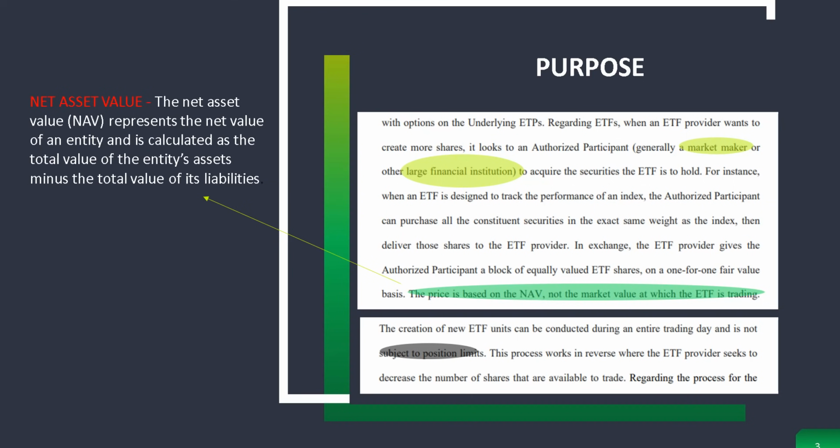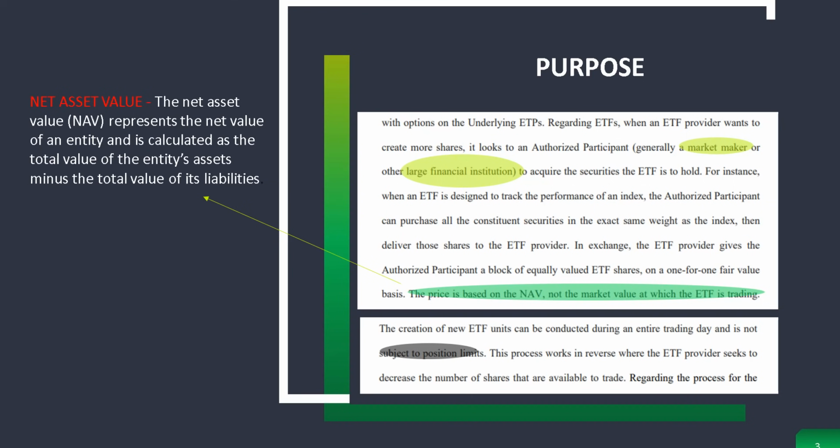Now, a market maker generally is the one that is approached when the ETF creation process is occurring. We went over this in a previous video. I'll link that at the end of this one so you can take a look. So they use the market maker or a large institution like BlackRock or Vanguard to acquire the securities that the ETF is going to hold. In other words, it's also known as a basket of securities in financial terms.